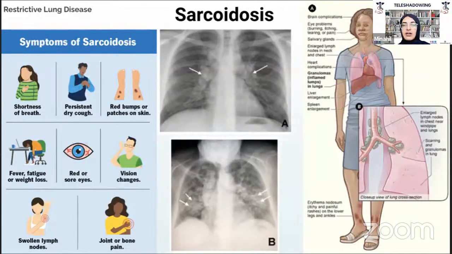The exact cause of sarcoidosis is unknown, but it's believed to result from an exaggerated immune response to an unknown antigen in genetically predisposed individuals. As for the epidemiology, it typically affects young adults aged 20 to 40 years old. There's a higher incidence in African Americans and also Northern Europeans, and it's slightly more common in women.